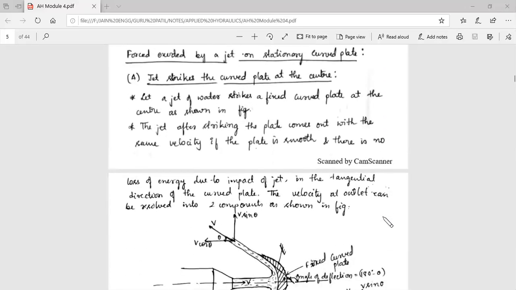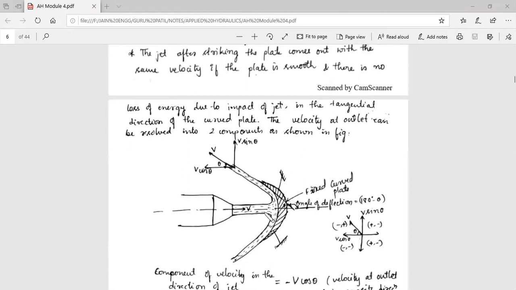Now coming to the next part, it is the force exerted by the jet on a curved plate. Now we have seen only the vertical plates. Now we shall see how the curved plate will work. Let a jet of water be striking on the curved plate horizontally. So here you can see the horizontal jet is applied on the curved plate. Whenever the jet hits the curved plate, it tries to deflect. Here you can see the deflected part.